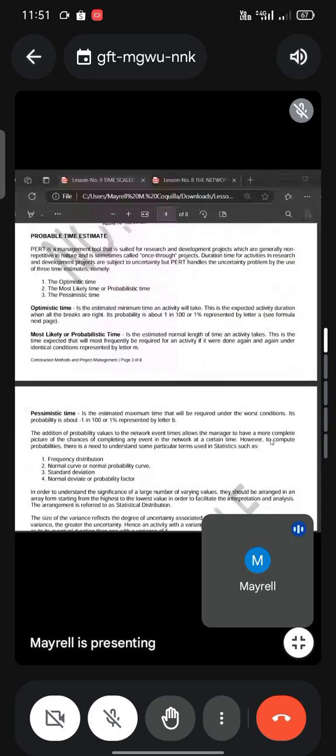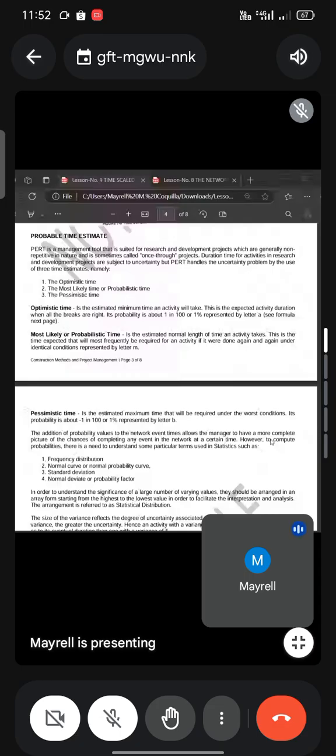We have probable time estimates. PERT is a management tool that is suited for research and development projects, which are generally non-repetitive in nature and is sometimes called once-through project. Duration time for activities in research and development projects are subject to uncertainty, but PERT handles the uncertainty problem by the use of 3 time estimates, namely optimistic time, the most likely time or probabilistic time, and the pessimistic time.